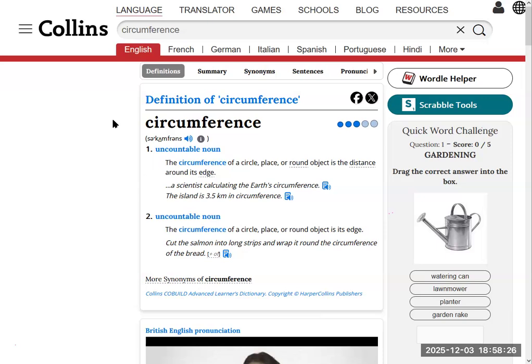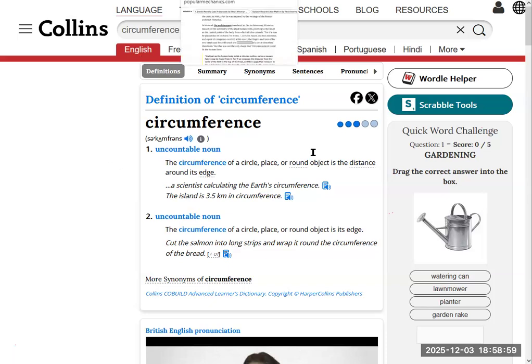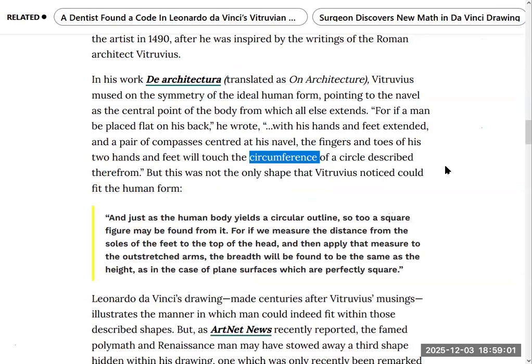But you might also talk about, for example, "Cut the salmon into long strips and wrap it around the circumference of the bread." So bread isn't a perfect circle, but here they're still using the word circumference. So here it just sort of means the edge of something that's roundish, so not necessarily a perfect circle. The edge of something roundish, sort of round-like.